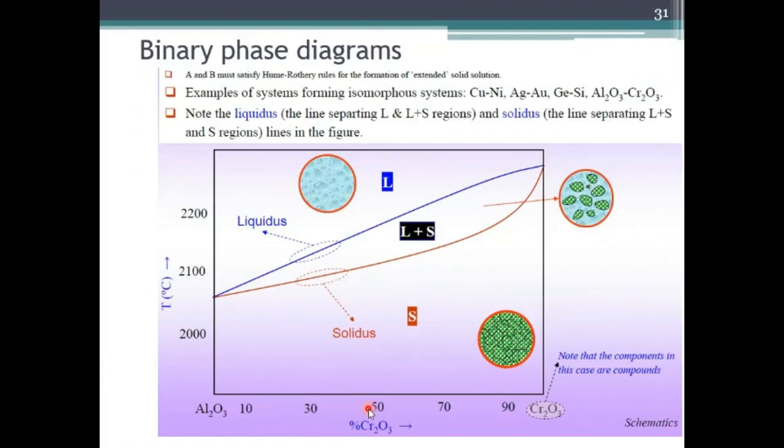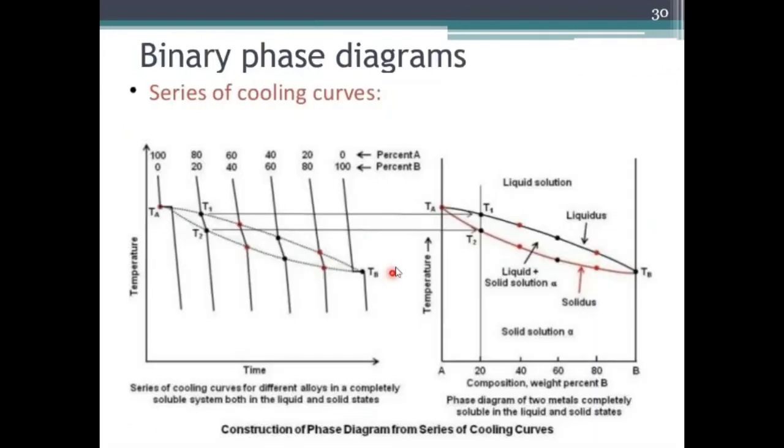Some examples: Cr2O3. Many types of isomorphous systems exist, like copper-nickel, silver-gold, germanium-silicon, Al2O3-Cr2O3. Many combinations are there. And one more thing I forgot to say: the line separating the solid plus liquid region from the solid solution is called the solidus, and the line separating the liquid solution from the liquid plus solid region is the liquidus.